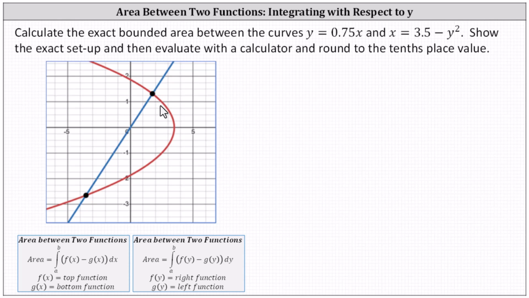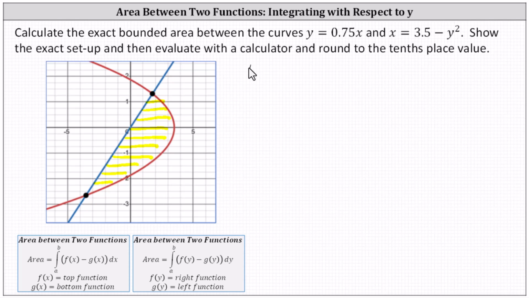However, if we analyze the graph from left to right, notice the bounded area is always bounded to the right by the curve and to the left by the line. And therefore, it will be much easier to integrate with respect to y. However, this means the integrand function must be the right function minus the left function, and the functions must be functions of y. Let's begin by writing both functions as functions of y.